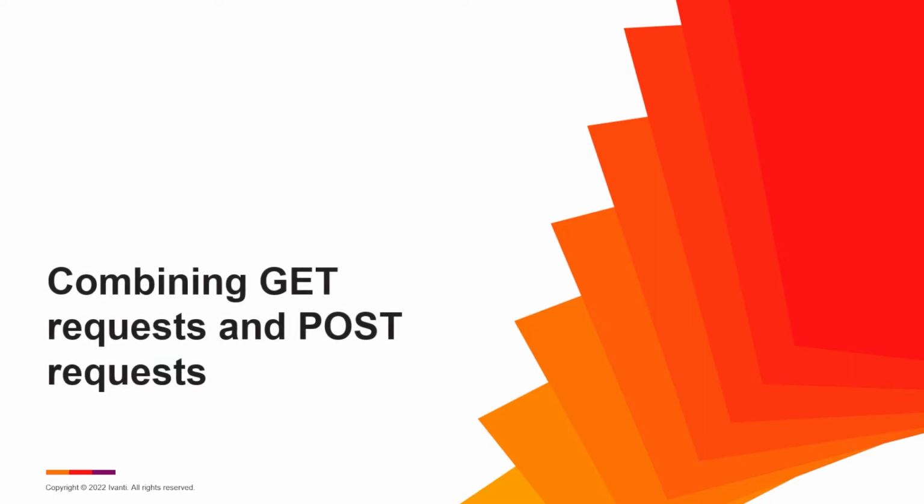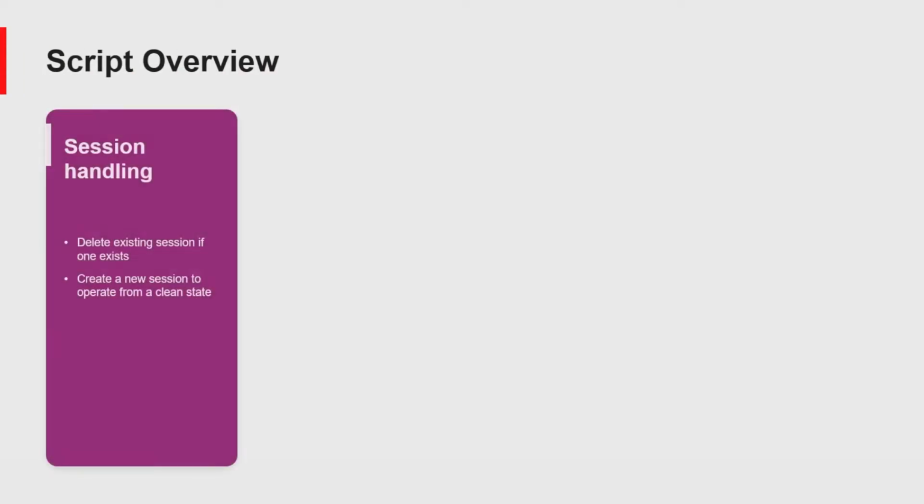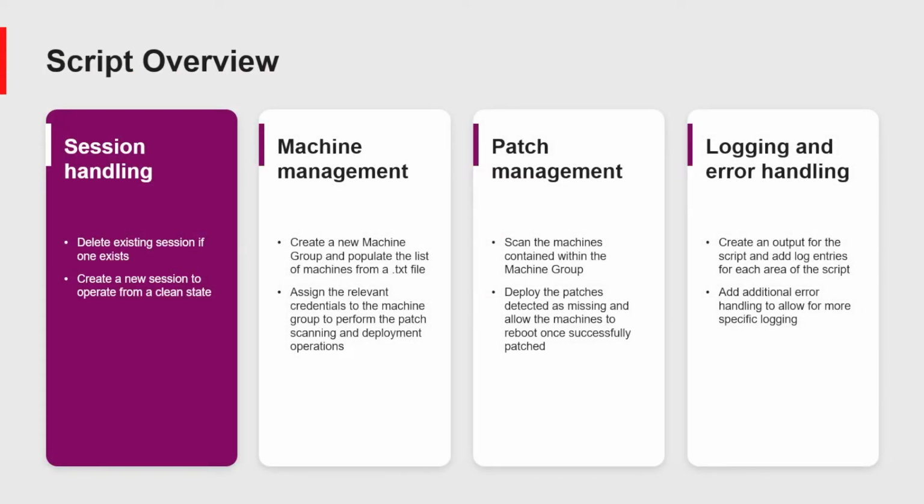Now let's take a look at how we can combine GET requests and POST requests together to form a simple script. Before we get started, let's take a look at the script overview to see what we'll be creating in this simple script. In the first part of our script, we'll take a look at managing our sessions, where we can delete a session credential first if one is found, and then create a fresh session to use going forward.